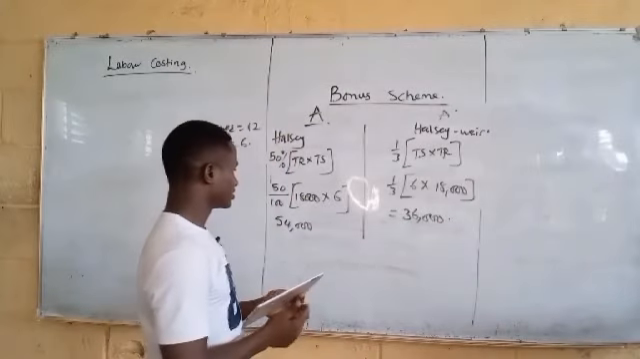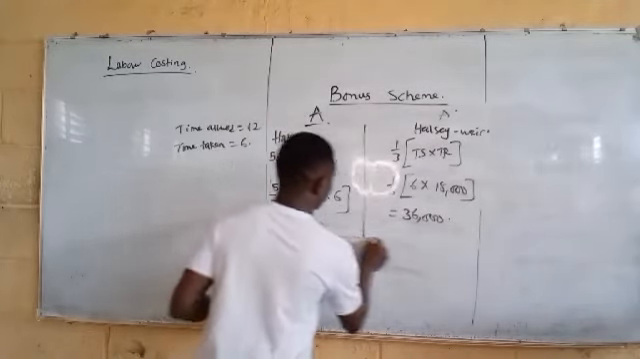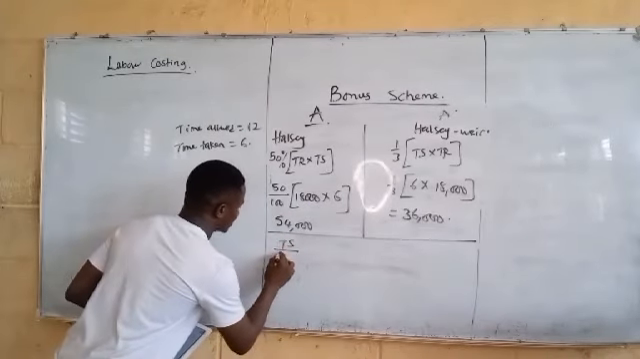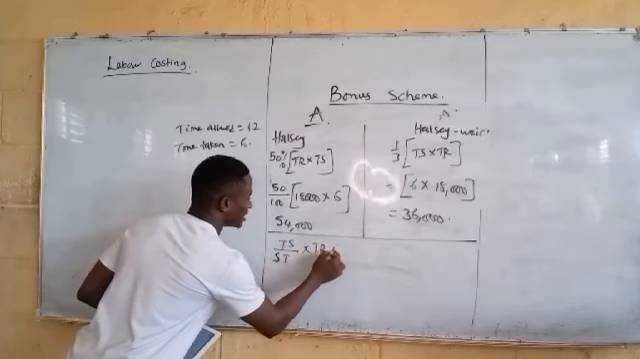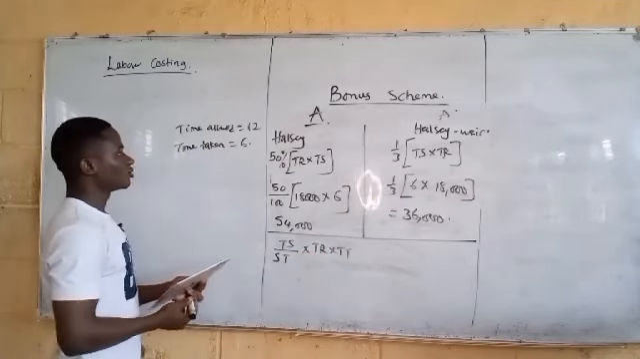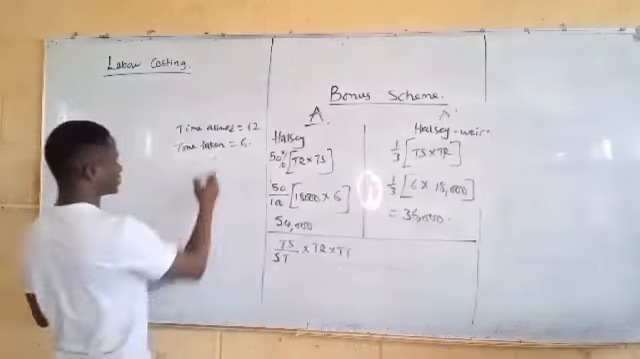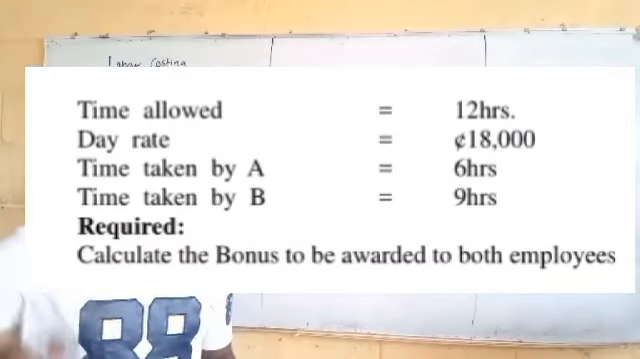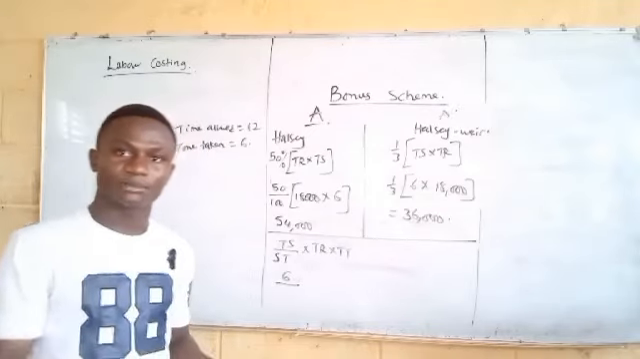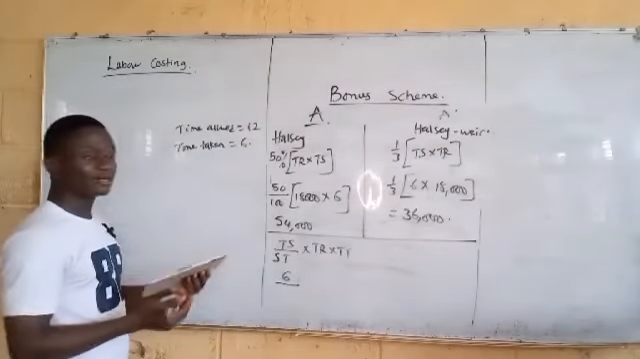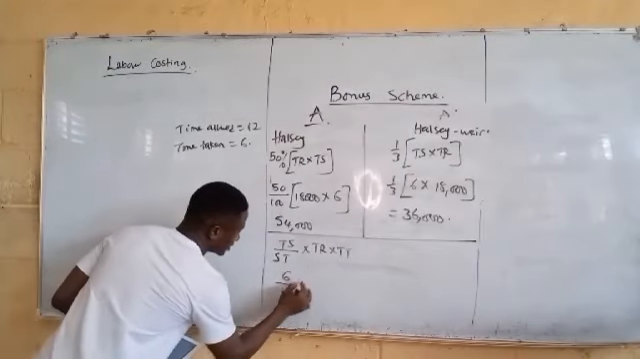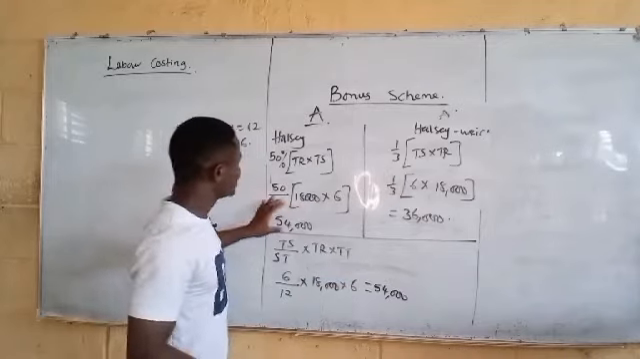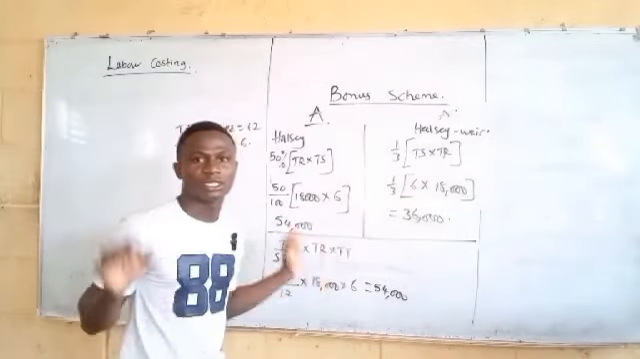So let's look at row 1, the last one. Let's compute that here. Row 1 says it is time saved over standard time times time rate times time taken. So what is the time saved? We are still on A. Time saved, we've calculated that here. Time saved is 6 over, I told you that the standard time is the time allowed for each employee. So time allowed, from the question, is 12 times time rate. What is the time rate? 18,000 times, but this is a bonus under each method.